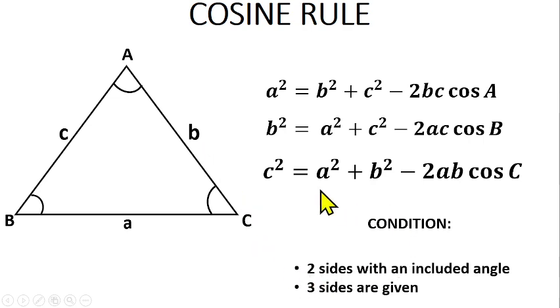So to use cosine rule, I must be given two sides with an included angle. Or if I'm not given two sides with an included angle, I must be given three sides. If I'm given these three sides, A, B, C, I can still use cosine rule to find any of the angles of that triangle, because all these things we are saying are not possible under sine rule, but they are possible under cosine rule, as you're going to see very soon.